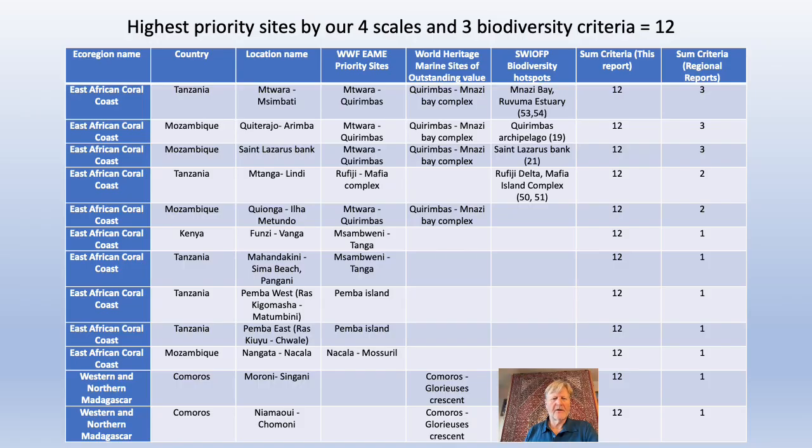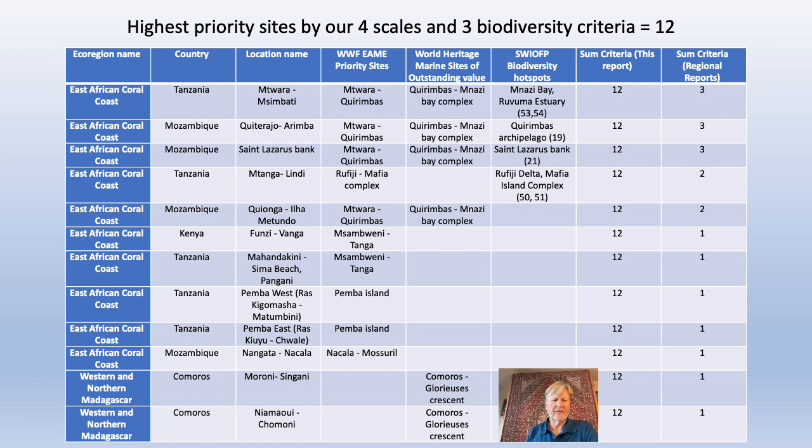In summary, these are the locations that fit 12 criteria, and then you can see where they're located in Tanzania, Mozambique, and a few in Comoros. These are probably the highest priority locations by a number of methods, that is clustering, species richness, etc. So these are high priority areas.